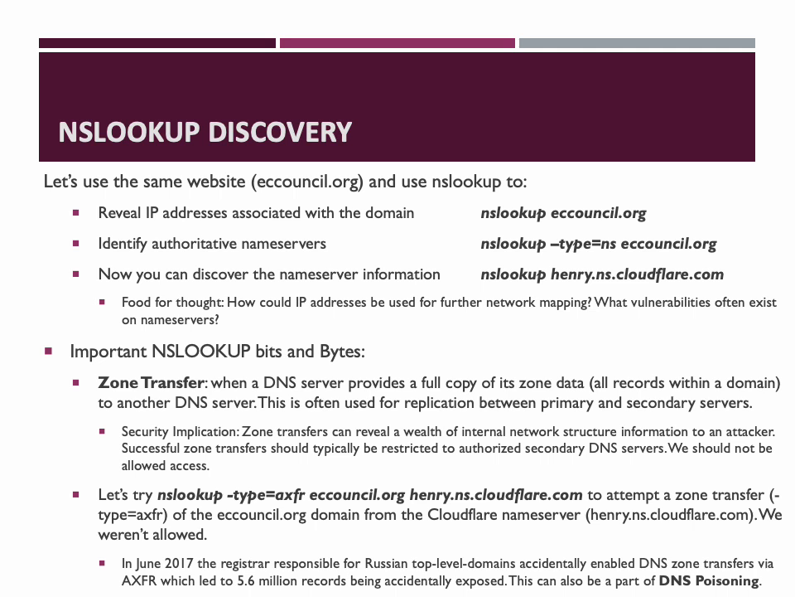But remember, things happen. In June 2017, the registrar responsible for Russian top-level domains accidentally enabled DNS zone transfers via AXFR, which led to 5.6 million records being accidentally exposed. This can also become a part of something called DNS poisoning.